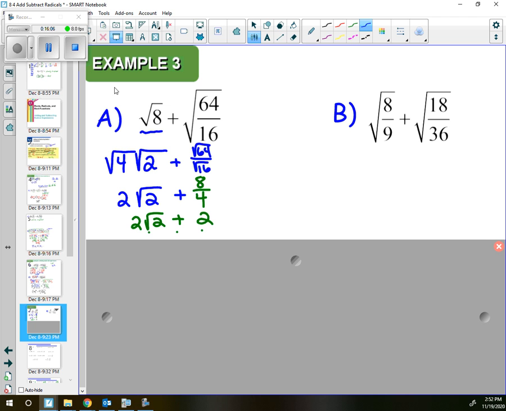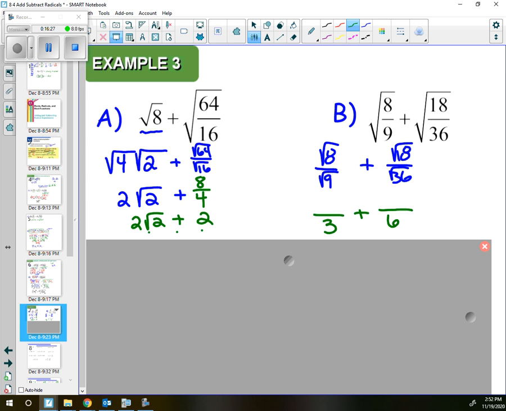I want to think of each of these as top and bottom, right? So I'm going to think of it as square root of 8 over square root of 9, and then plus square root of 18 over square root of 36. So let's see if we can separate them out to make this a little bit easier. For the first fraction, square root of 9 is just 3. That's pretty easy. For the second fraction, it's just a 6. Also pretty easy. Not too much to deal with there.